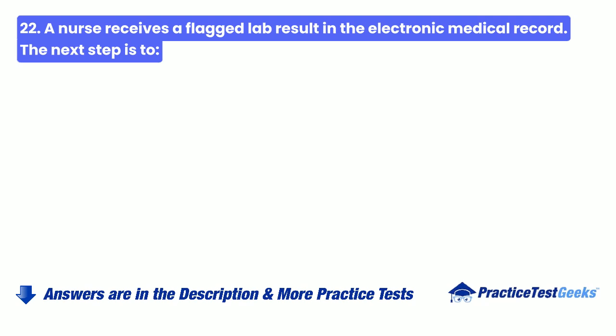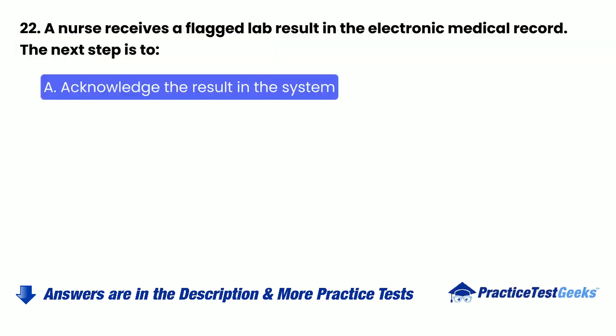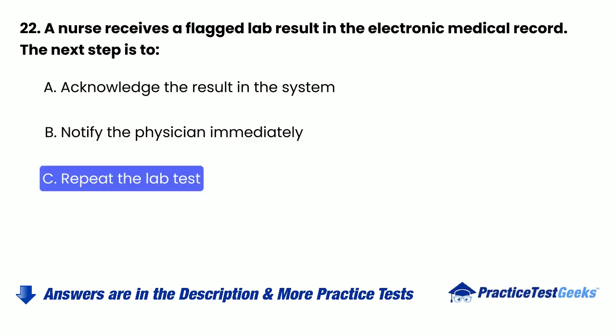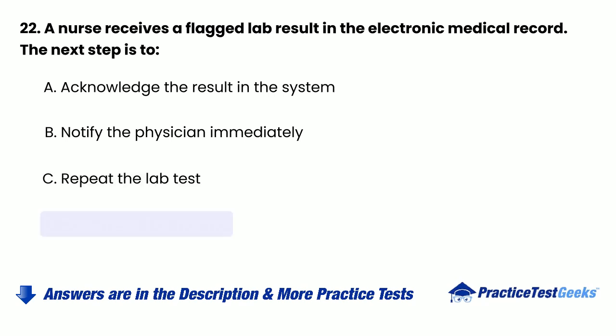22. A nurse receives a flagged lab result in the electronic medical record. The next step is to: A. Acknowledge the result in the system. B. Notify the physician immediately. C. Repeat the lab test. D. Document it as normal.